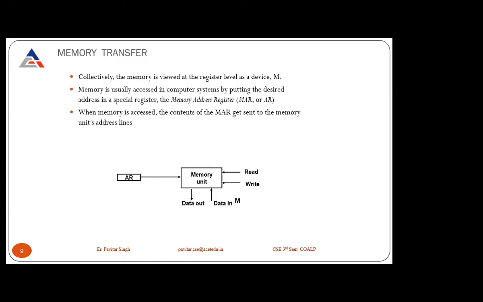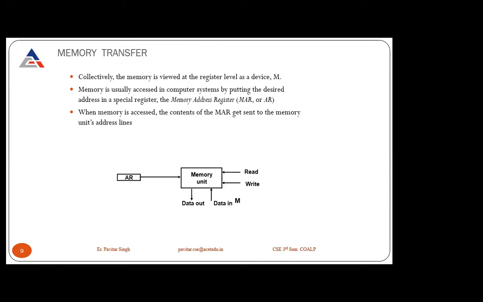So basically a read operation is the transfer of information from a memory word to the outside world. This is called memory read operation, right? And the transfer of new information to be stored into the memory is called write operation. So when the memory is accessed, the contents of MAR get sent to the memory unit's address lines.